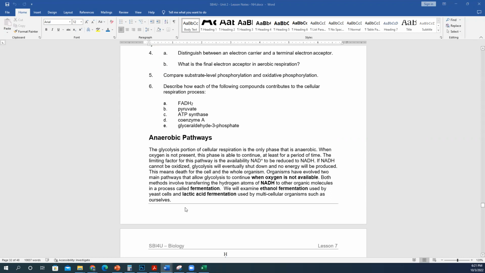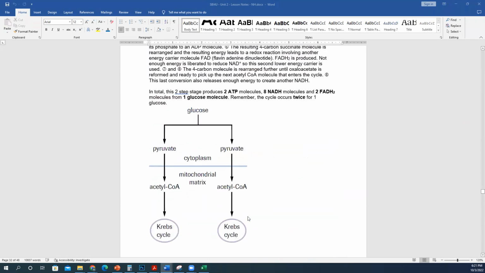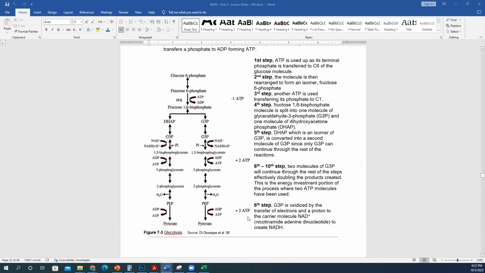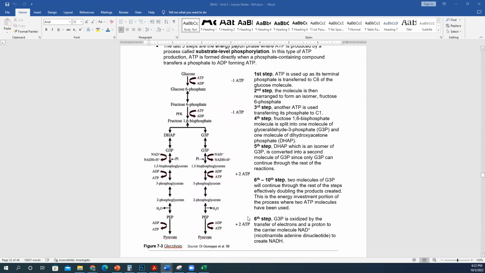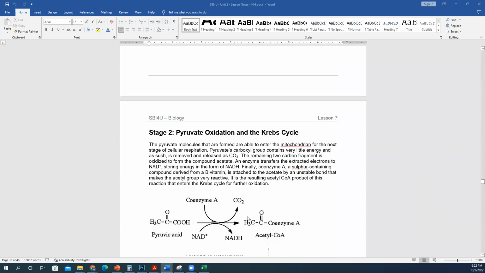So if we look at cellular respiration, really the only phase out of the ones we looked at that doesn't use oxygen, that is anaerobic, is glycolysis. So if we look back at glycolysis, during this stage, we see that it's anaerobic. There's no need for any oxygen.